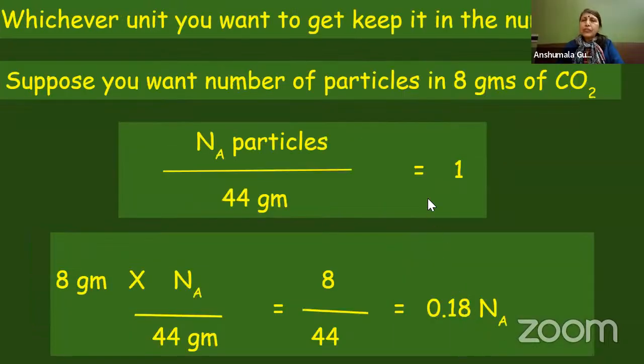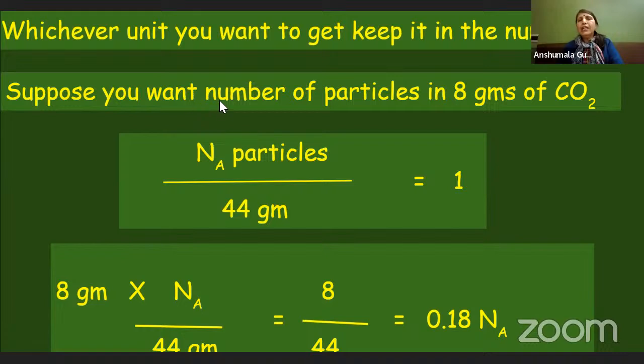So here's an example. Suppose the numerical asks you, find the number of particles in 8 grams of CO2. This is the question, suppose. Since you want the number of particles, you will create a conversion factor. So the conversion factor is Na particles, number of particles. We know that Na particles, which means Avogadro's number of particles, are there in 1 mole of carbon dioxide. So we put Na particles here divided by 44 grams, which is 1 mole of carbon dioxide.